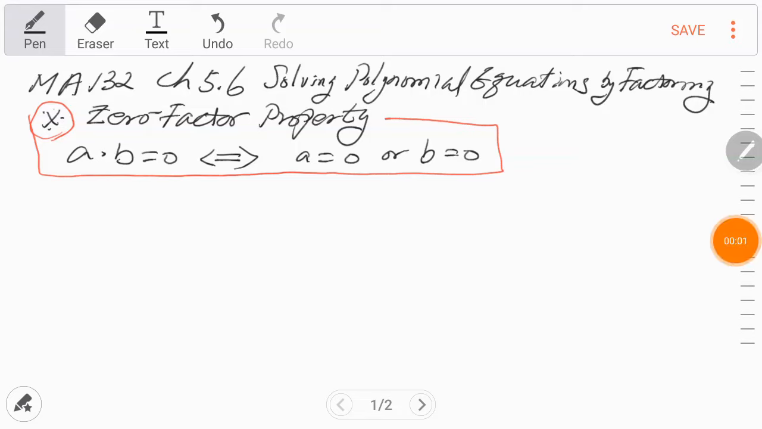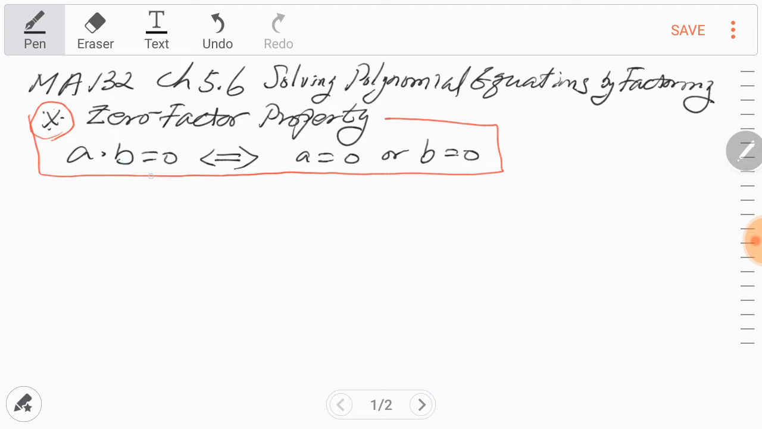In this section, we will learn how to solve polynomial equations by factoring. Okay, equations. Once we have an equation, we can solve the equation for variable x or variable y. So, if an equation is 0, let's look at this property, the zero factor property. This is a really, really important property.